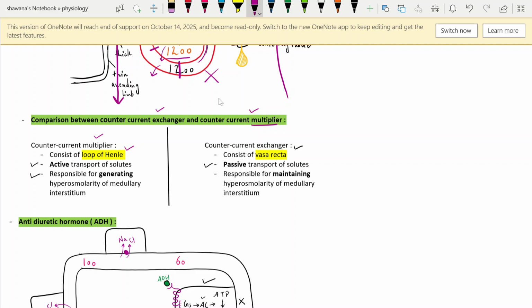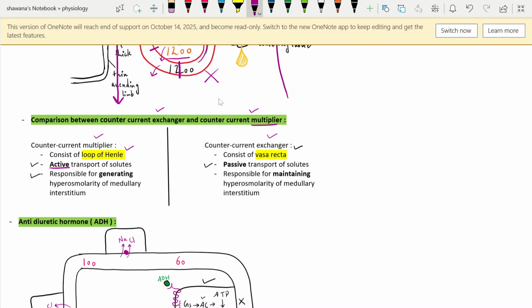Countercurrent exchangers are the vasa recta capillaries because these are just exchanging water and solutes, and because their walls are permeable to both water and solutes, they gain a little amount of solutes at the exit point, around 325, and they do not wash away the medullary interstitial hyperosmolarity. In case of the countercurrent multiplier, there is active transport of solutes.